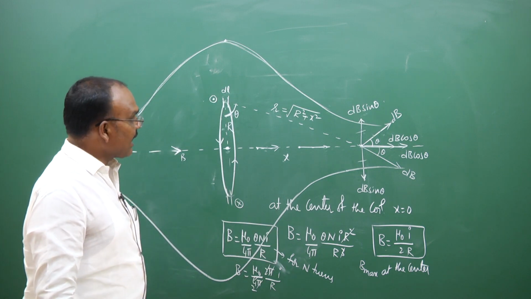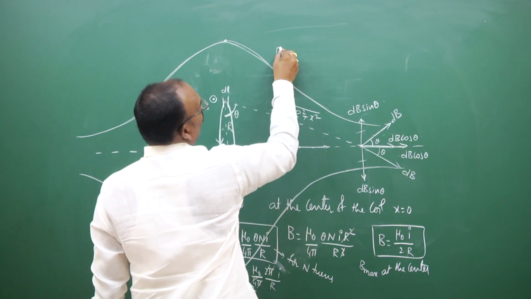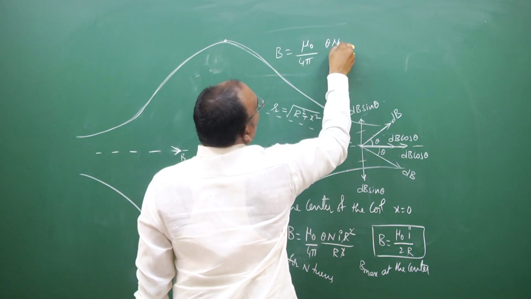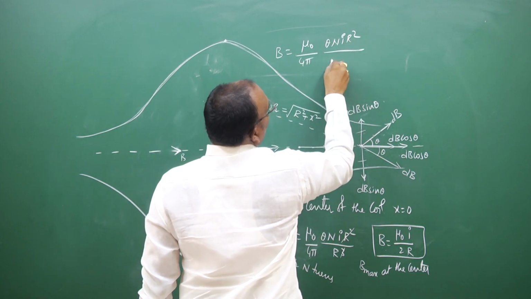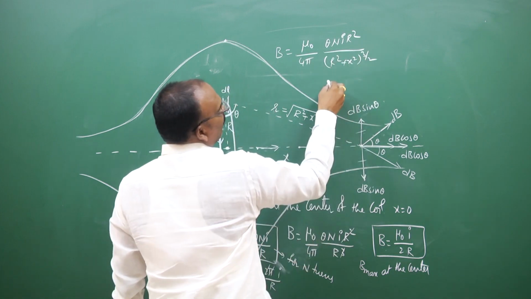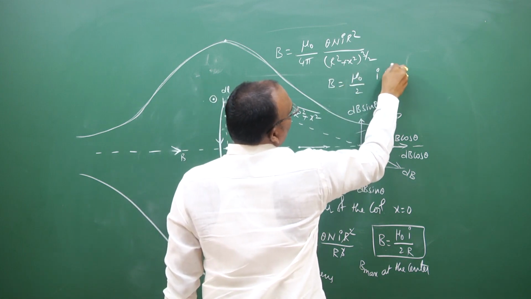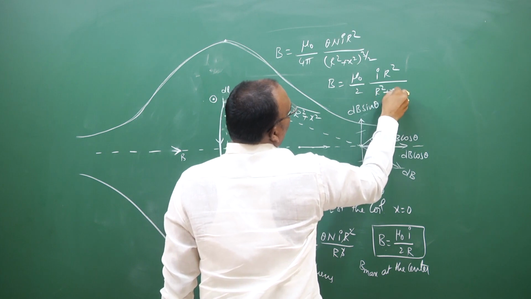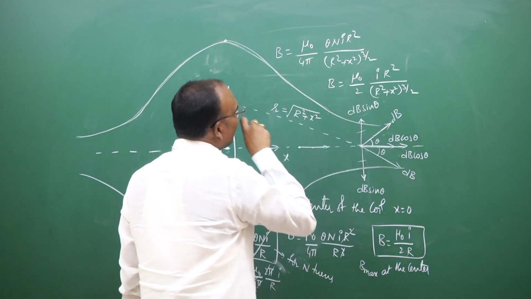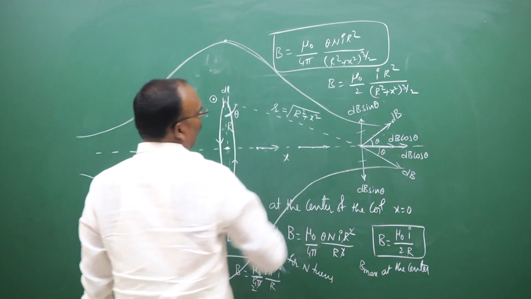So the magnetic field at any point along the axis of a current carrying circular loop is B equals mu naught by 4 pi into 2 pi N I R square by (R square plus X square) whole power 3 by 2. In board examination, if we can derive this, it will be enough. Anyway, the 2 pi and 4 pi will cancel. But this form is more useful in competitive problems.